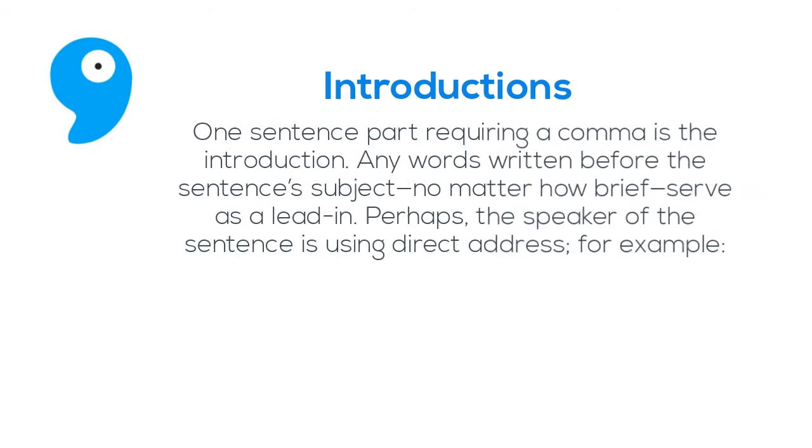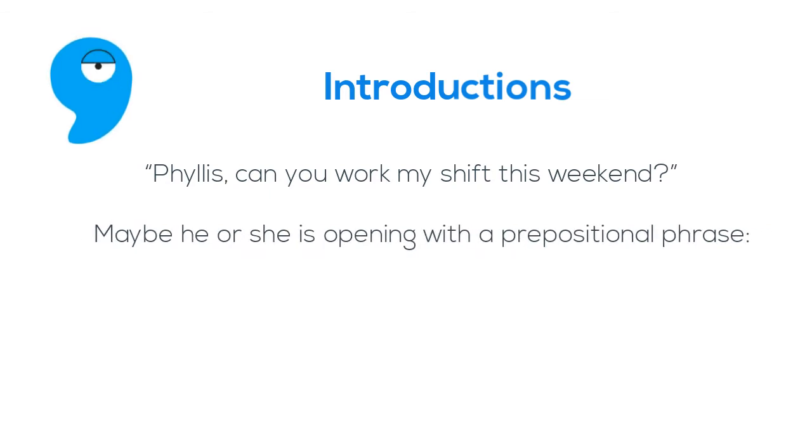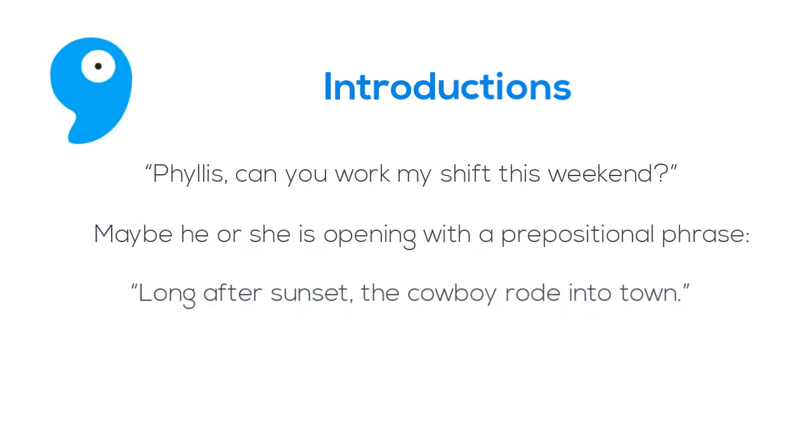Introductions. One sentence part requiring a comma is the introduction. Any words written before the sentence's subject, no matter how brief, serve as a lead-in. Perhaps the speaker of the sentence is using direct address. For example, Phyllis, can you work my shift this weekend? Maybe he or she is opening with a prepositional phrase. Long after sunset, the cowboy rode into town.